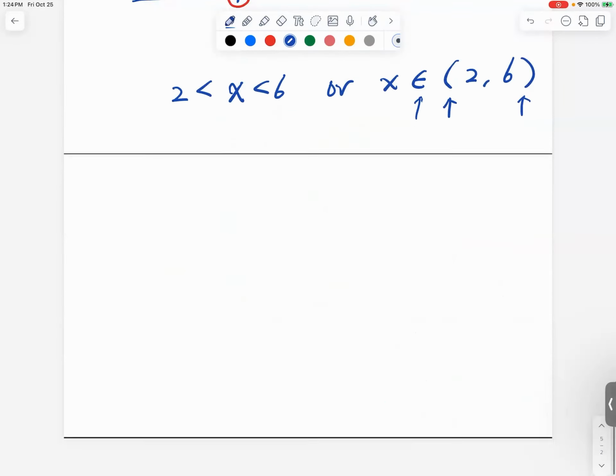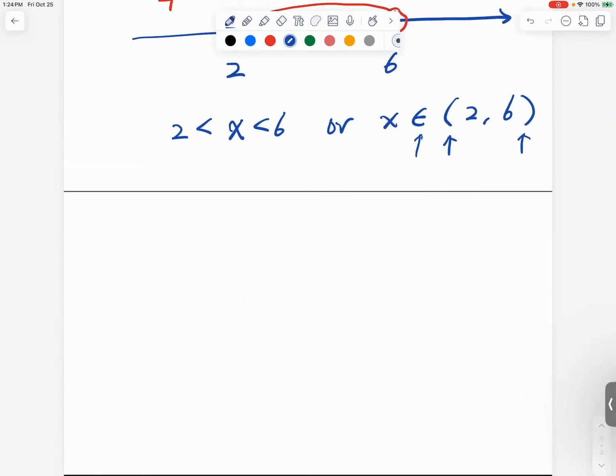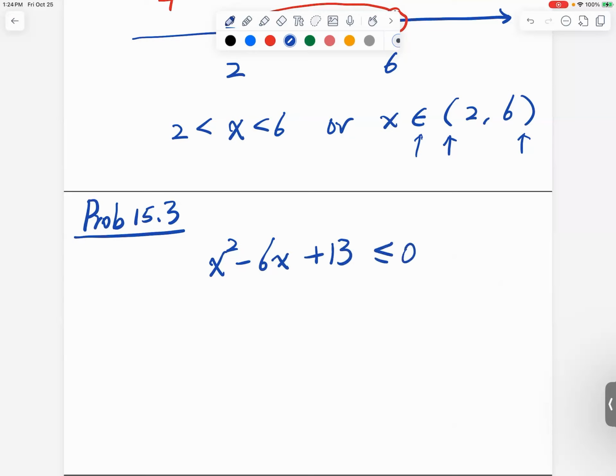Let's look at the next example. Problem 15.3. Now, consider the inequality x squared minus 6x plus 13 less than or equal to 0. Part A, what are the roots of the quadratic? Okay, first look at the roots. x squared minus 6x plus 13 equals 0.